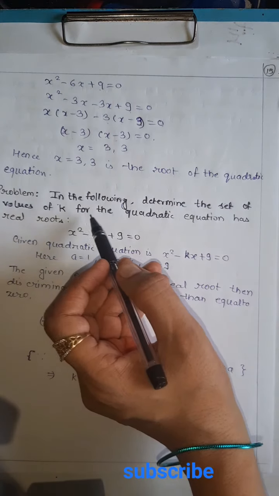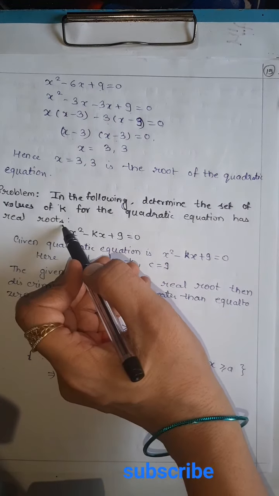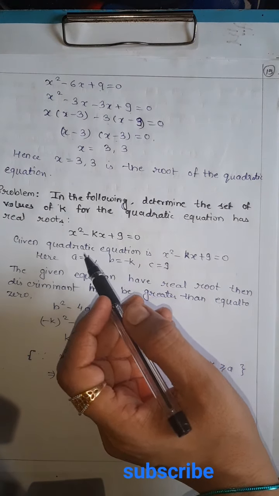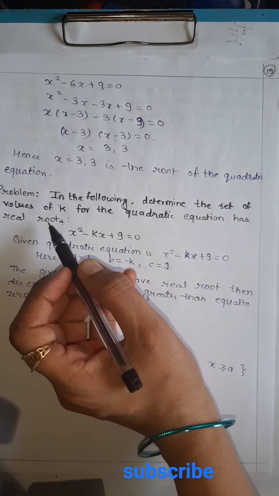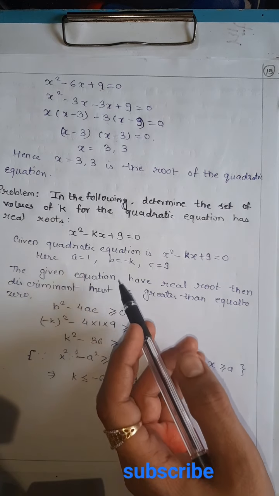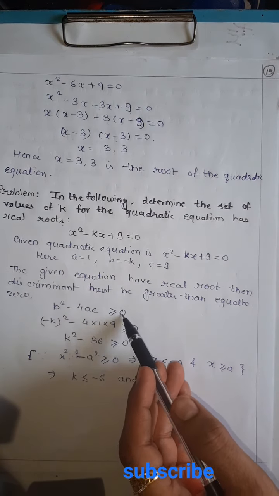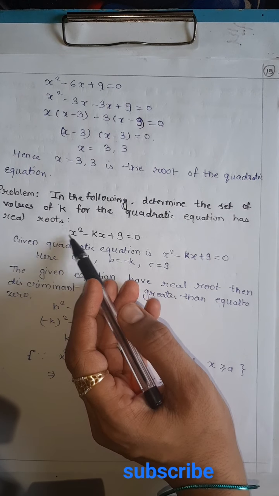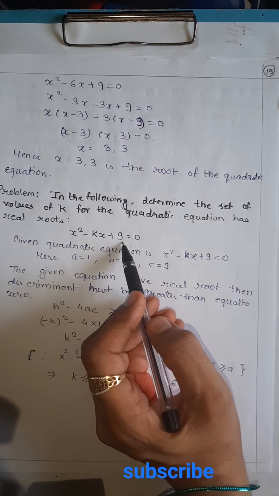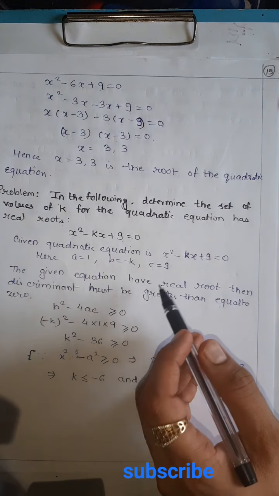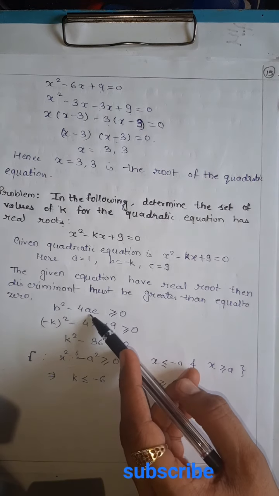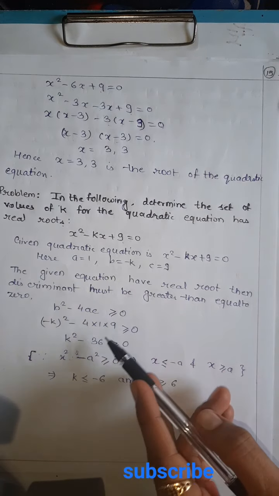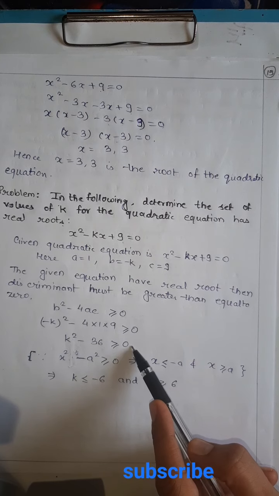Determine the set of values of k for which the quadratic equation has real roots. Here only real roots are given, not positive or distinct, and it is not given that they are equal roots. So we take the discriminant must be greater than or equal to 0. x square minus kx plus 9. What is the value of a here? That is 1, b is minus k, and c is 9. On comparing with the standard equation, b square minus 4ac will be minus k whole square minus 4 into 1 into 9. That is k square minus 36 is greater than or equal to 0.